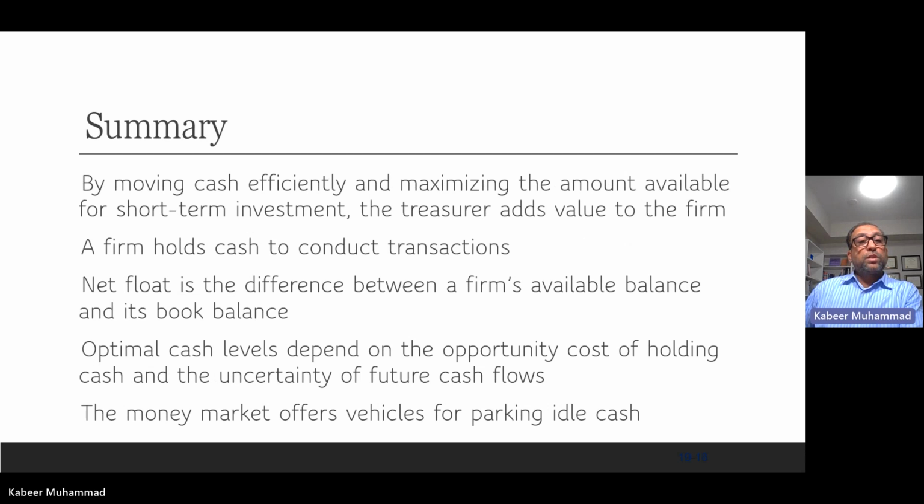So if we summarize what we discussed so far, it's a simple short chapter discussing things which are a little bit obsolete nowadays, but we have to understand that. By moving cash efficiently and maximizing the amount available for short-term investment, the traders add value to the firm. A firm holds cash to conduct transactions. Net float is the difference between the firm's available balance and its book balance. And optimal cash level depends on the opportunity cost of holding cash and the uncertainty of future cash flows. So this is all about today's class, the theoretical part or the things that we can discuss.